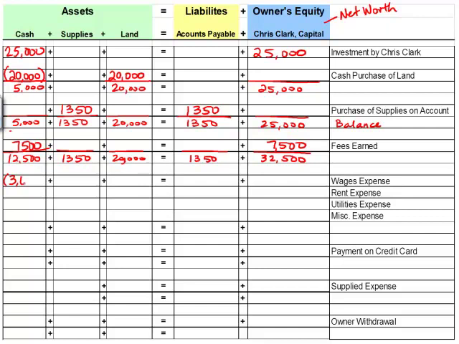Said he paid $3,650 total. That was a total of wages of $2,125, rent of $800, utilities of $450, and miscellaneous of $275. So we're going to subtract them from cash. We're also going to subtract them from equity. So the wages, $2,125. Rent was $800. Utilities $450. And miscellaneous $275.